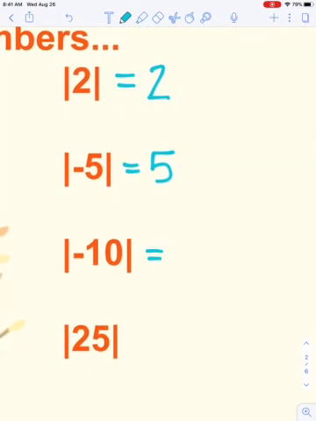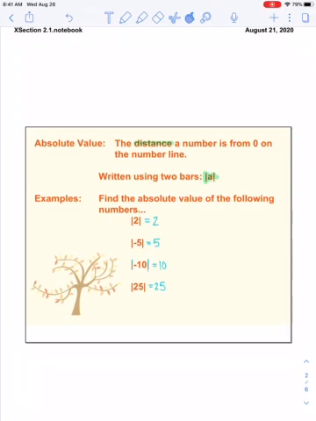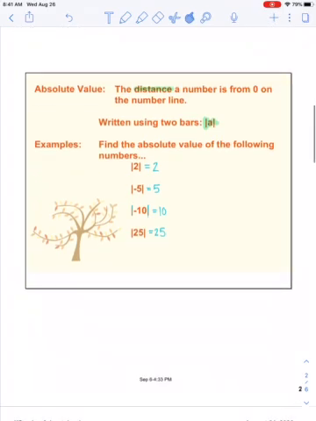The absolute value of -10 is 10 because even though you go to the left from 0, you still move 10 spots. So these bars are just asking you how far you moved, and you moved 10. It's always going to come out positive. The absolute value of 25 is just 25 because you moved to the right 25 spots. The direction doesn't matter with absolute value, only the distance. Okay? So it's super easy.